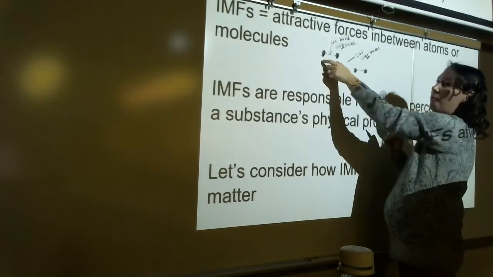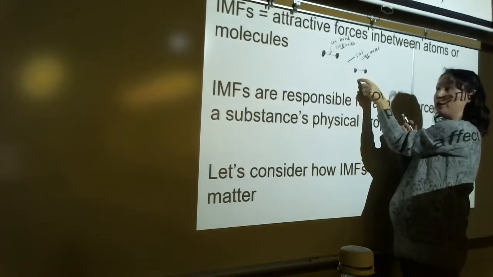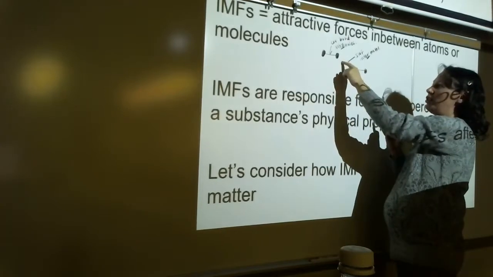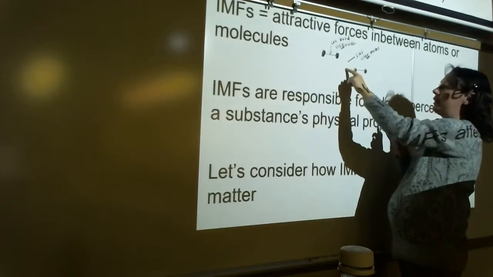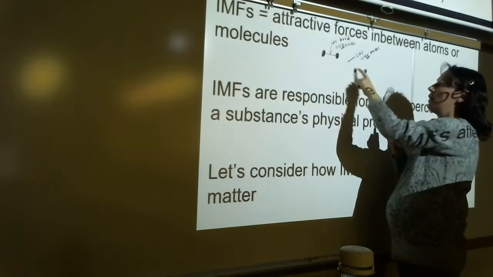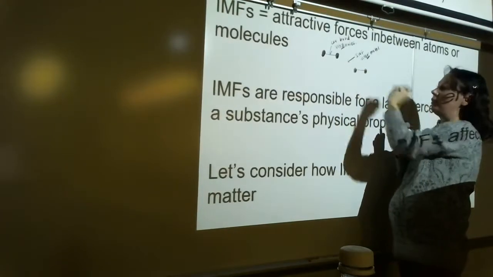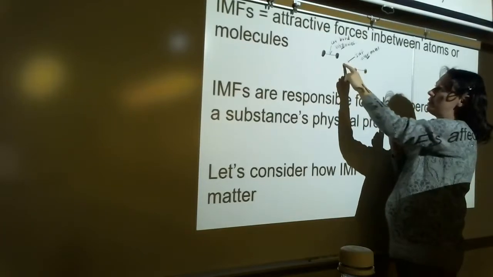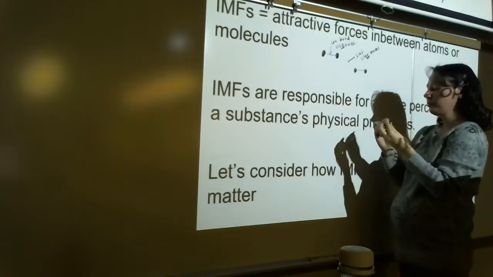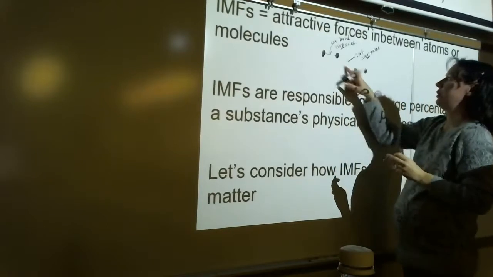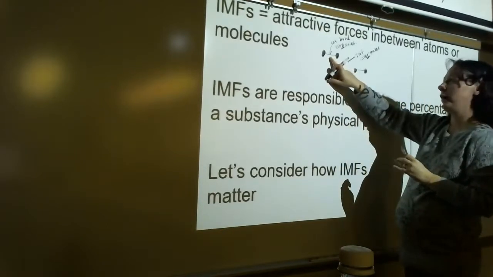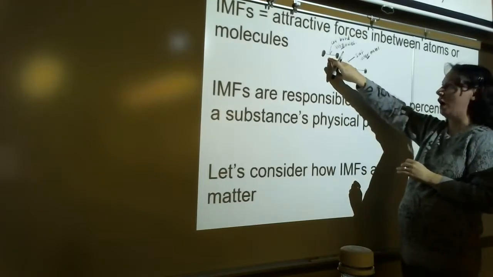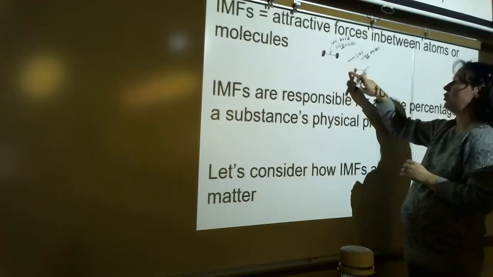Okay, if this molecule is attracted to this molecule, that is an intermolecular force, and we represent that with a dotted line, okay? Because intermolecular forces are way weaker than covalent bonds. It takes a lot more energy to break a covalent bond than it does to break an IMF. So make sure you understand the difference between intra, right? That's between two atoms, that's a covalent bond. This is really strong, versus these two being attracted to each other.